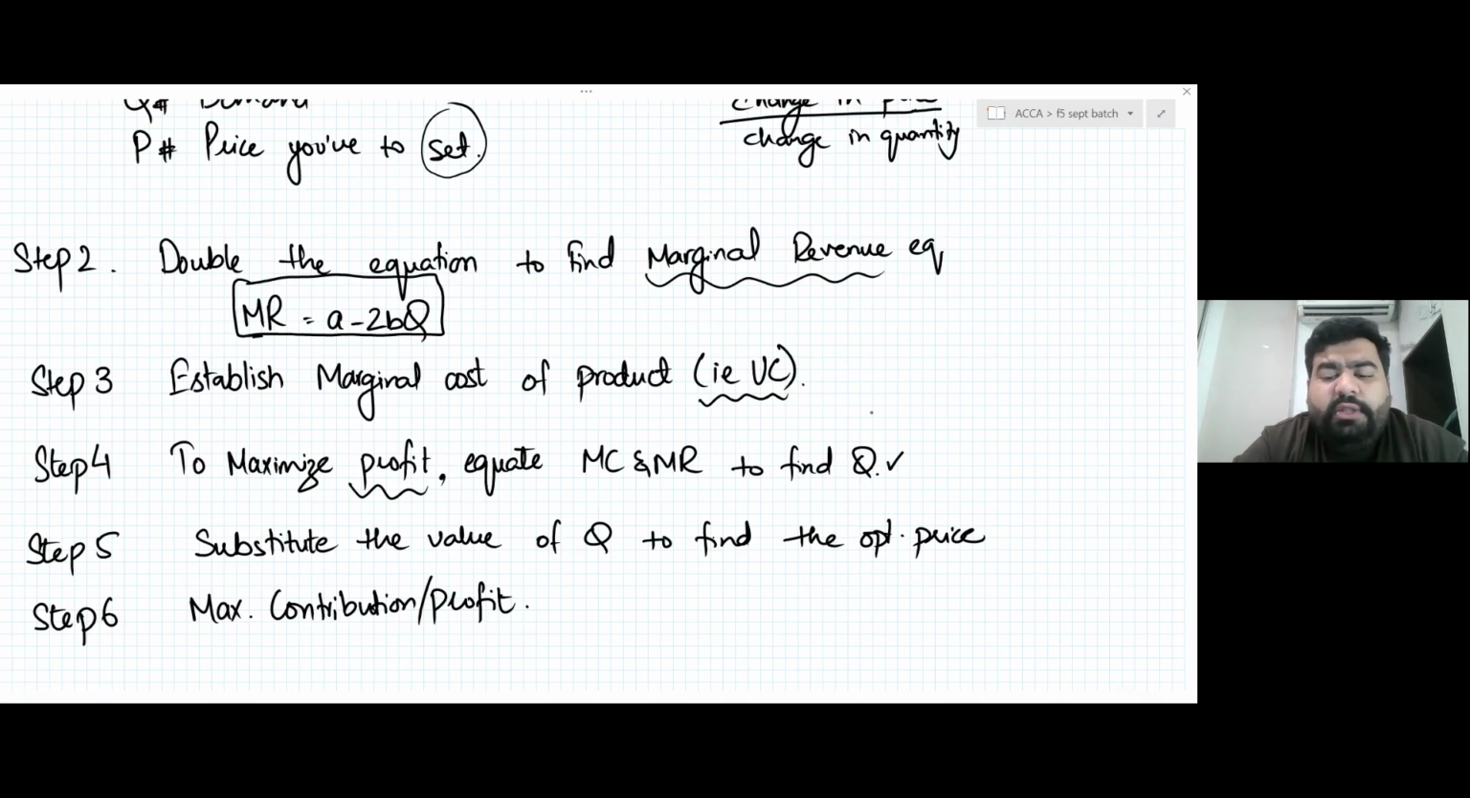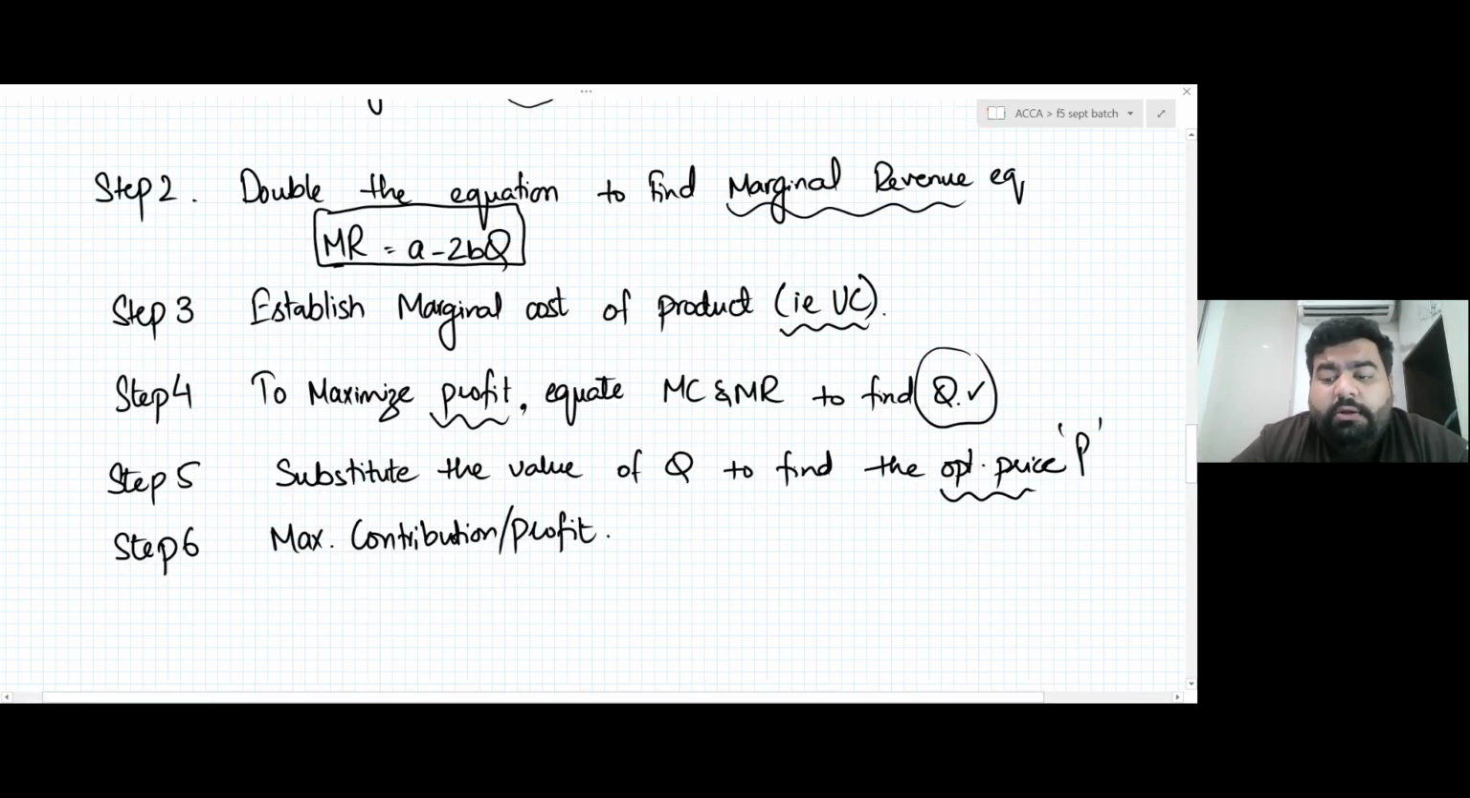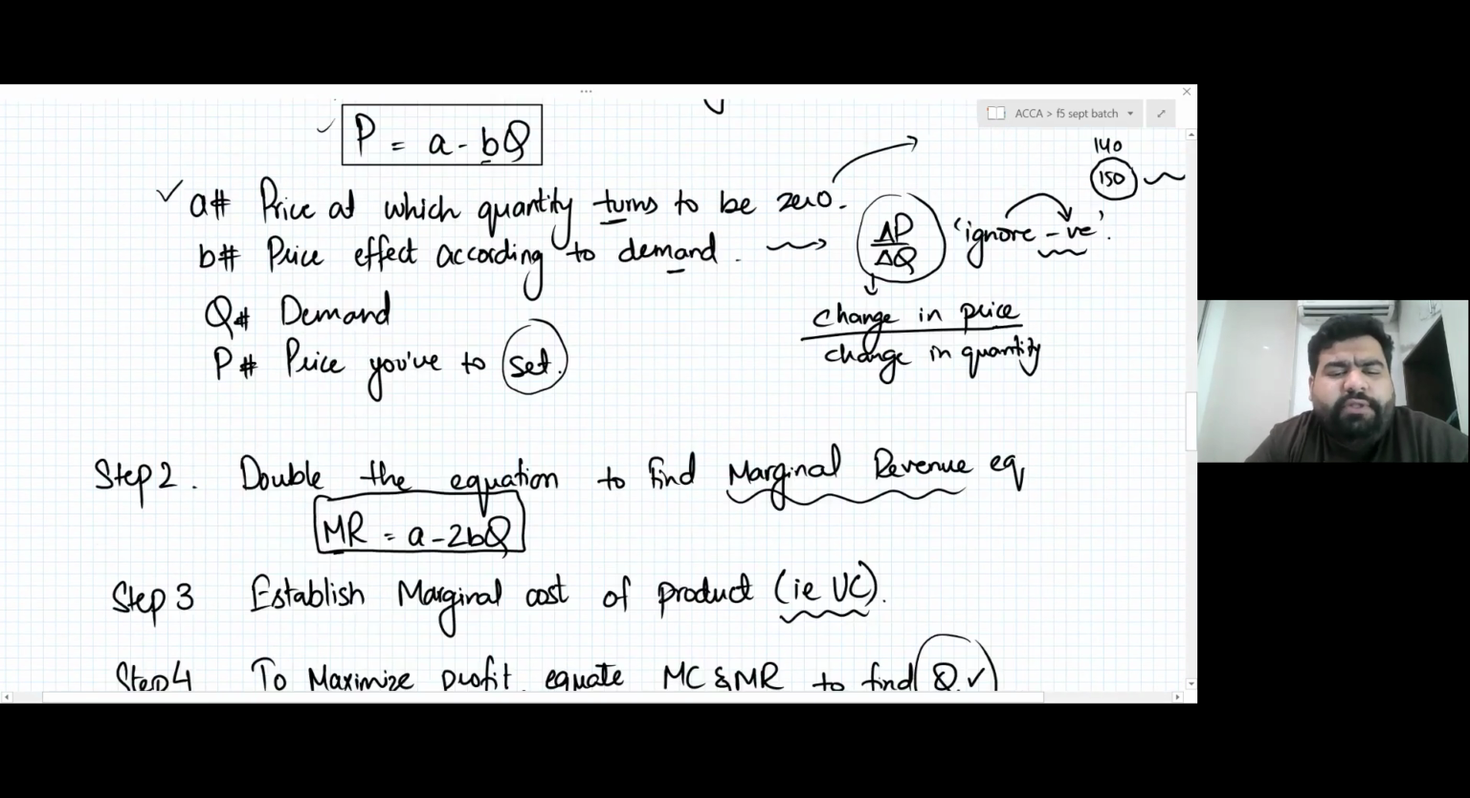How will we do that? We'll do it in the calculation. Then we'll find Q. And once we are done with the calculation of Q, then we are able to calculate the optimum price P, the main goal of our question. Actually, we want the price at which the maximum contribution can be earned. Step 6 will calculate that maximum contribution or profit if it's asked in the question. So this is just a reading of the steps.